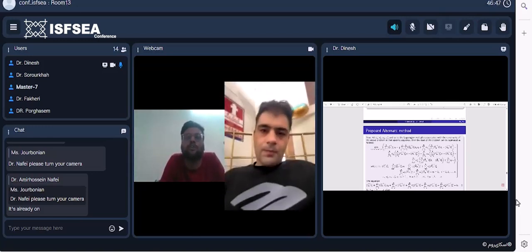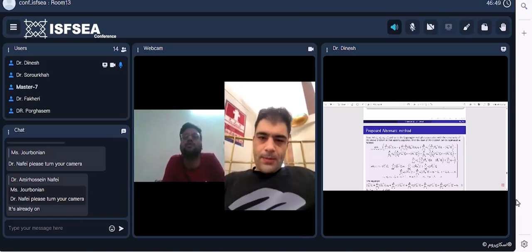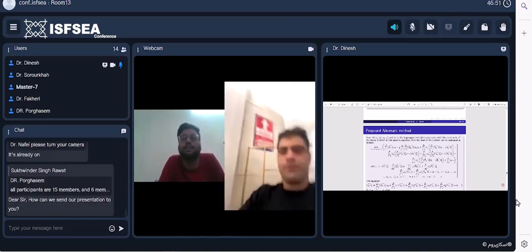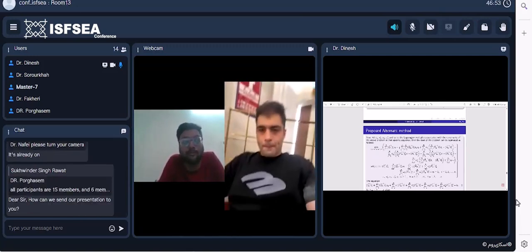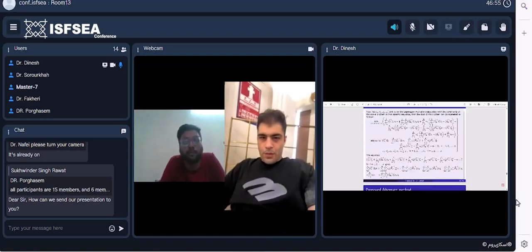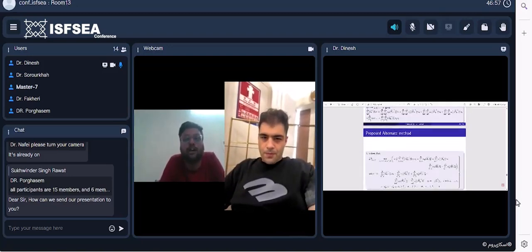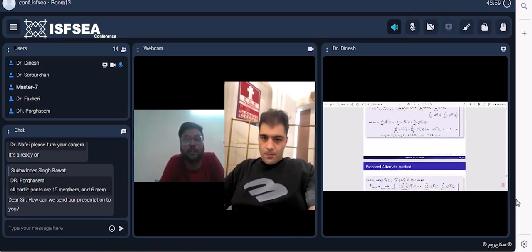Firstly, in this program, we use minimize. We change the duality, maximize converted to minimize, and here we minimize the equation. The equation is given by this proposed alternate method, and these are the further explanations of the method.